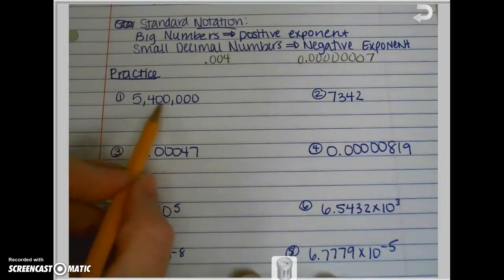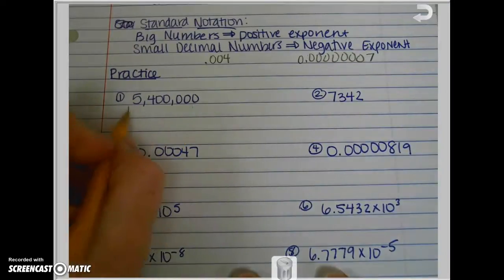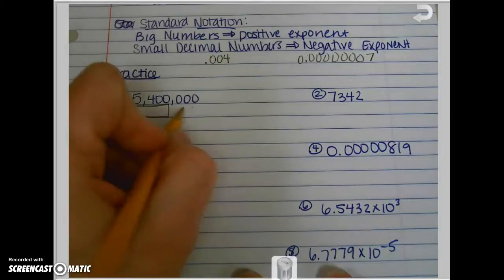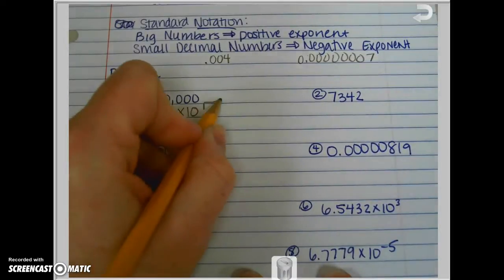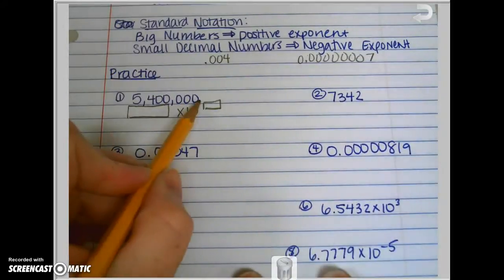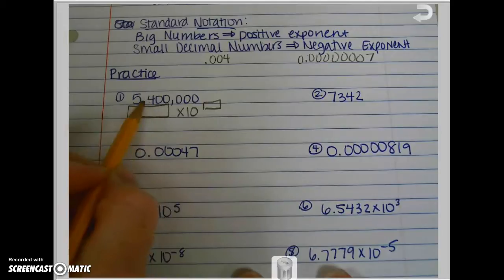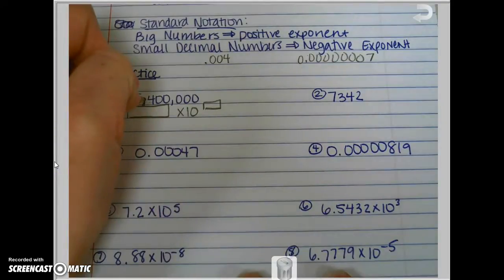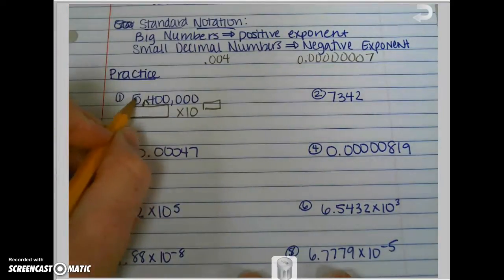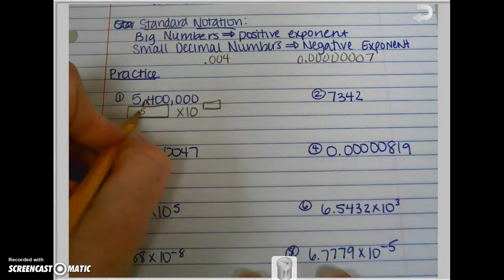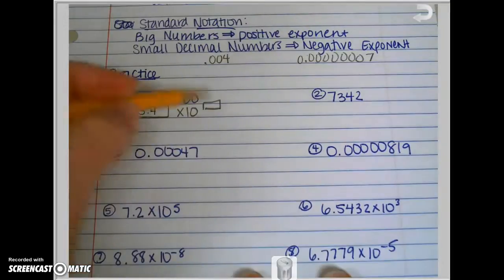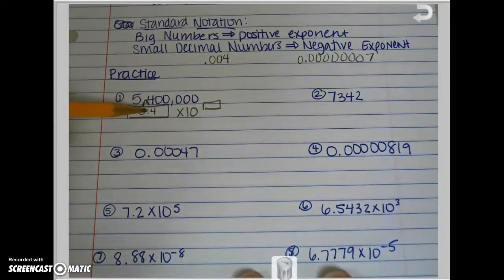I have 5,400,000, and I want to make this into scientific notation. So I need a number between 1 and 10 times 10 to an exponent. I'm going to find the first non-zero number and think about moving that decimal to the number right behind the 5. If I did that, it'd be 5.4. So 5.4 is between 1 and 10. That would work.